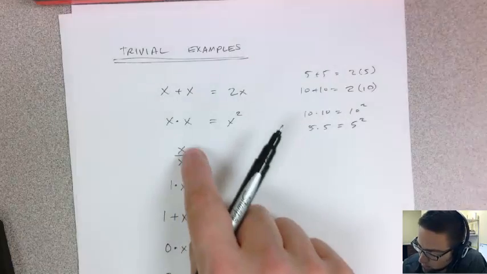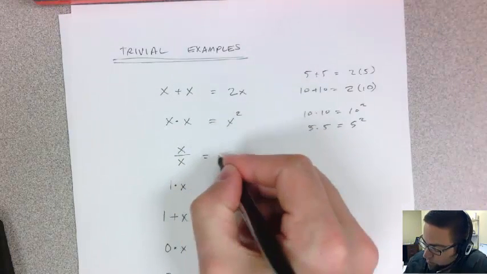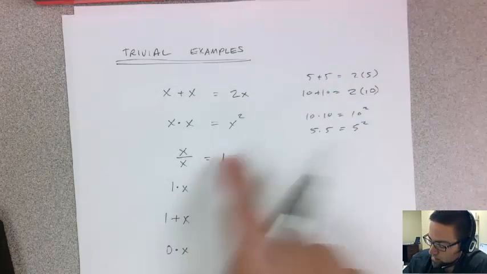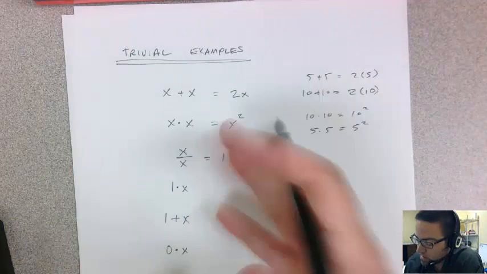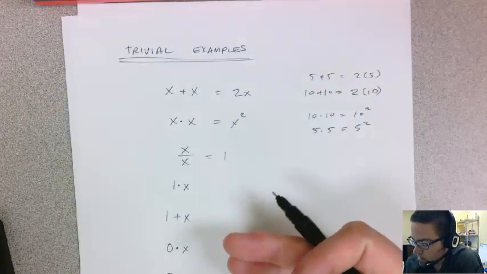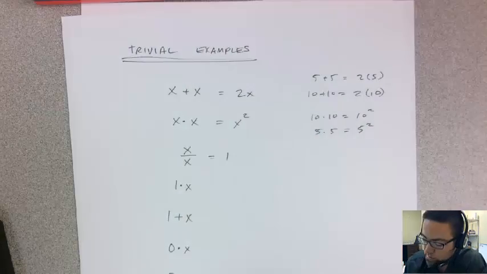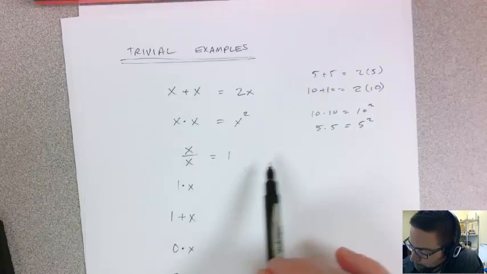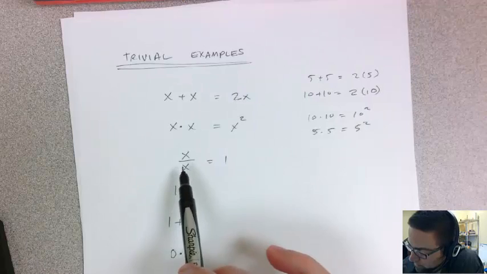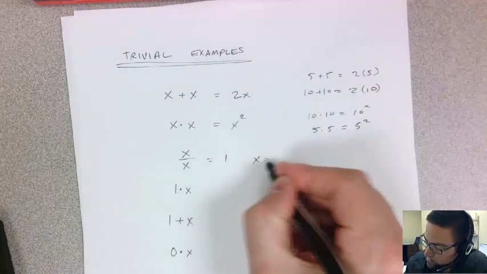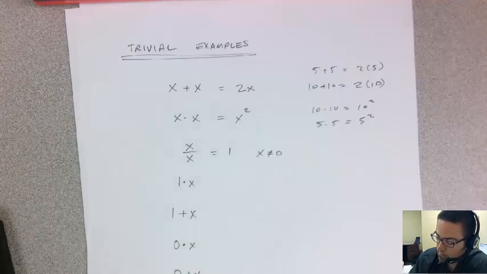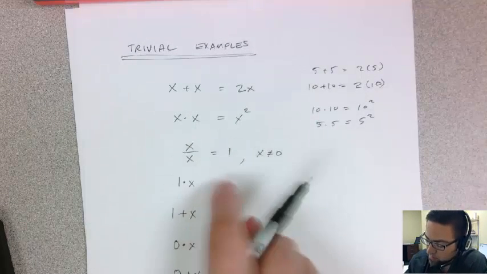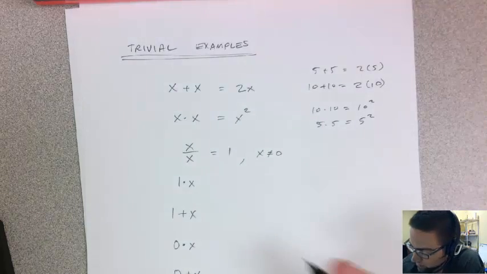Okay, when we divide something by itself, you get 1. So that's kind of a trivial case. Trivial just means that once you understand it, it's obvious that you can just pull that information out of your head. Now, this is not always the case. x cannot equal 0, right? This is one exception. You cannot have x divided by x when x is equal to 0.